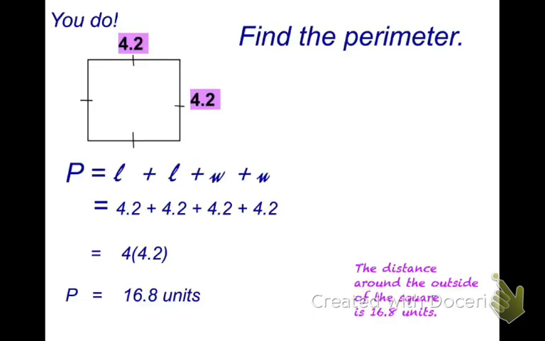Okay, check your progress. Since all four sides are the same length, you're adding 4 2/10 4 times. So you can just multiply 4 times 4 2/10 to get 16 8/10. Remember that the label is going to be plain. Here we have it as units. Remember, we're finding the distance around the outside, like a fence.